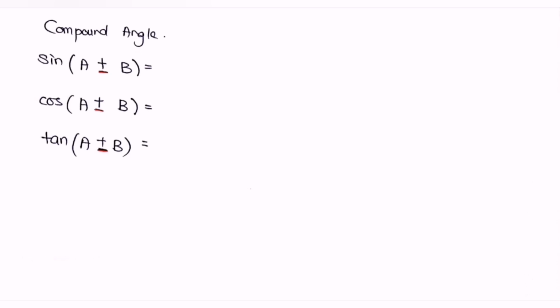In this video, I'm going to discuss the situation for R expression. So first, kindly go through the compound angle. Given the situation, we have sin(A plus minus B) is equal to sin A cos B plus minus cos A sin B. So that is the situation for compound angle.